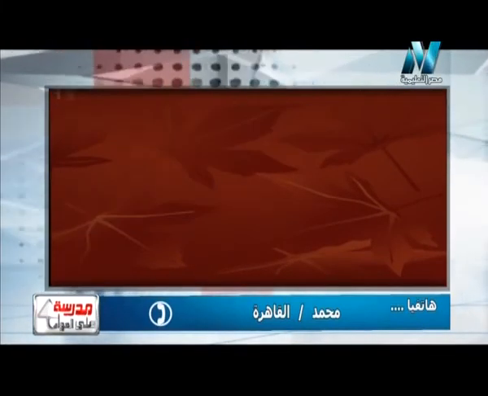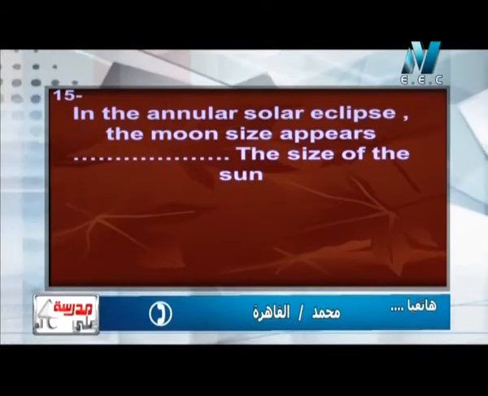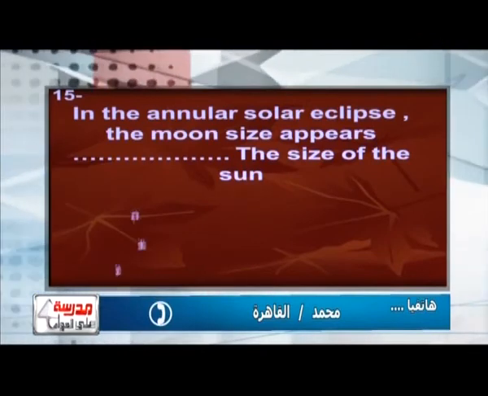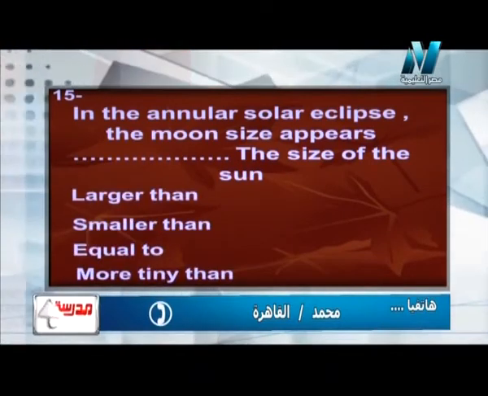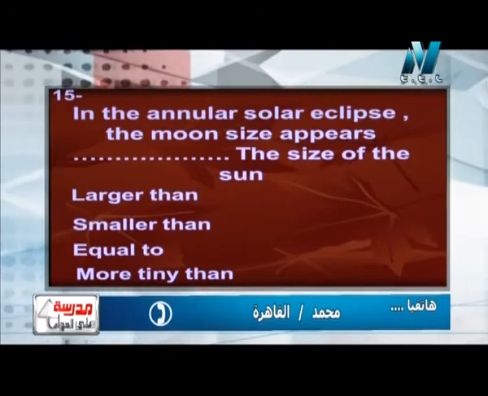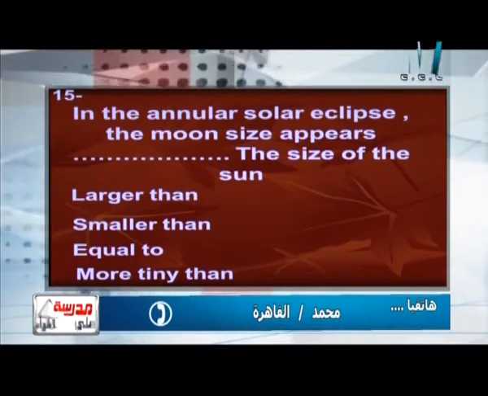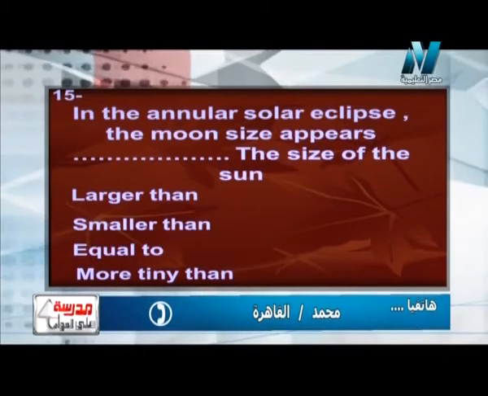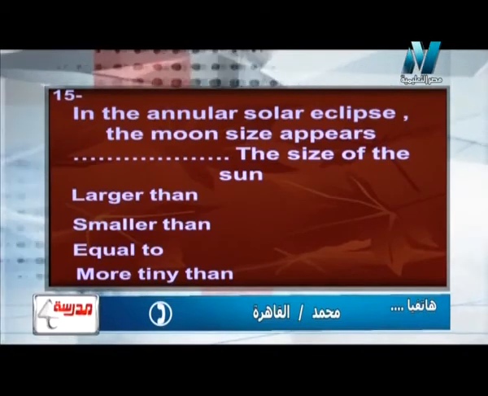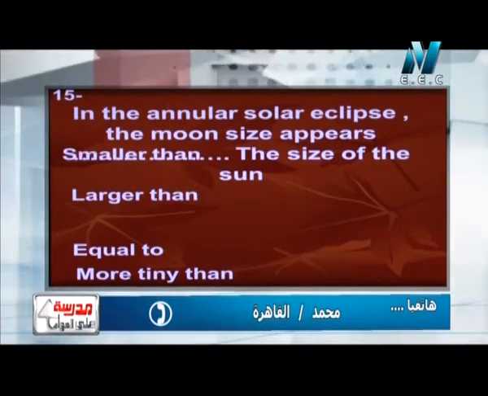So another question for you, Muhammad. In the annular solar eclipse, the moon's size appears to be the size of the sun: larger than, smaller than, equal to, or more tiny than. Equal to? No. I will not see the sun at all. Smaller. So the answer is smaller than the size of the sun.